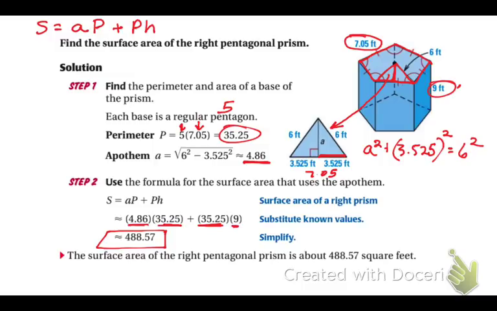Okay, so it's just a little bit more tricky because you haven't used the apothem a whole lot yet. But just remember that when you have 5 or more sides on the base of a prism, you're going to have to use this apothem equation. If it's only a triangular or a rectangular prism, you go yay, and you don't have to calculate the apothem.